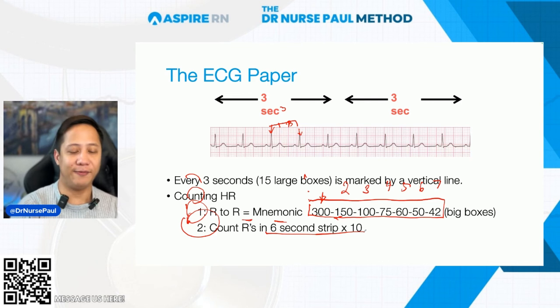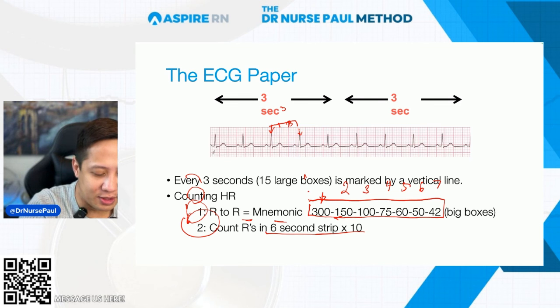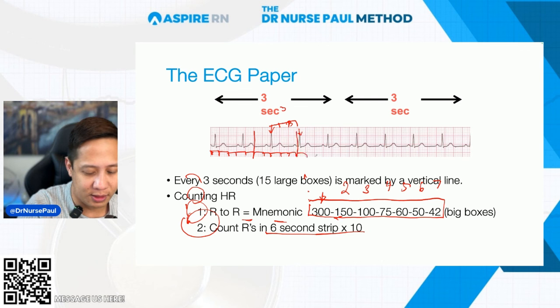Yes. 1 second. Very good. So guys, using that information, I'm going to count. All right. That's one large box, 0.20, 0.20, 0.20, 0.20, 0.20. 1 second. Right. 0.20, 0.20, 0.20, 0.20, 0.20. 2 seconds. Right. 0.20, 0.20, 0.20, 0.20, 0.20. 3 seconds. 4 seconds. 5 seconds. 6 seconds. Is this a 6-second strip?